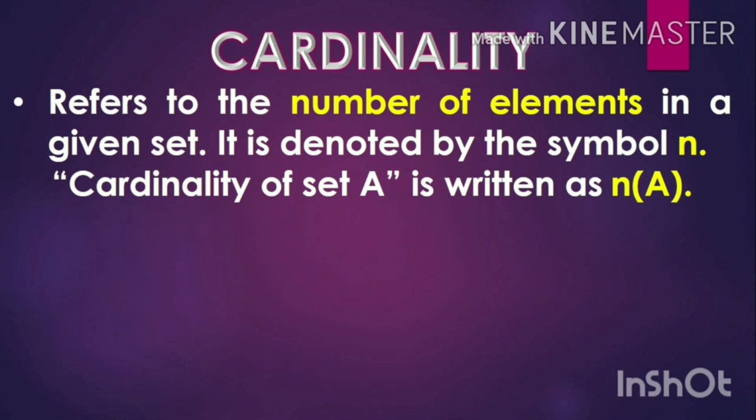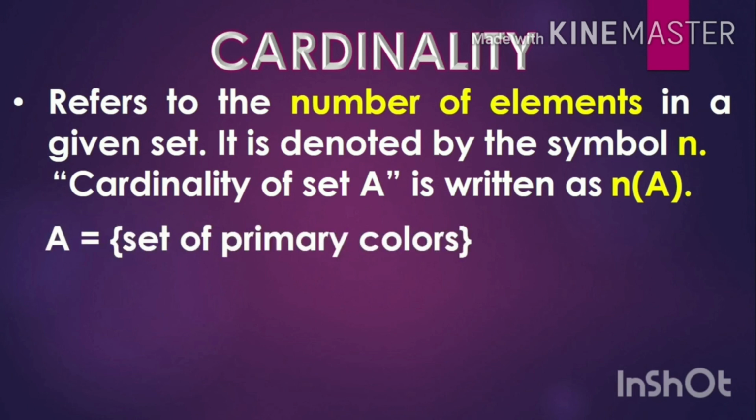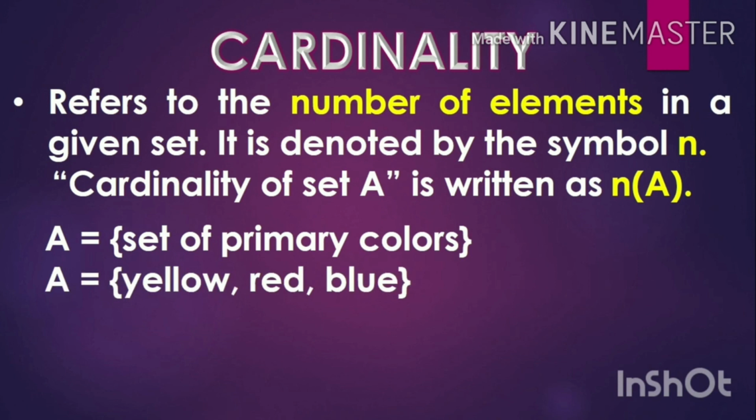If we are asked to write the cardinality of set A in a symbol, we can have a small letter n, open and close parentheses, and set A as the name of the given set. Alright, let us apply the idea of cardinality to the following examples. Set A is a set of primary colors. As we all know, the primary colors are yellow, red, and blue. Therefore, the cardinality of set A is equal to 3, since there are 3 members in the given set.